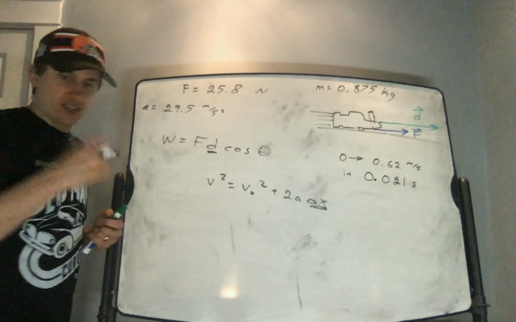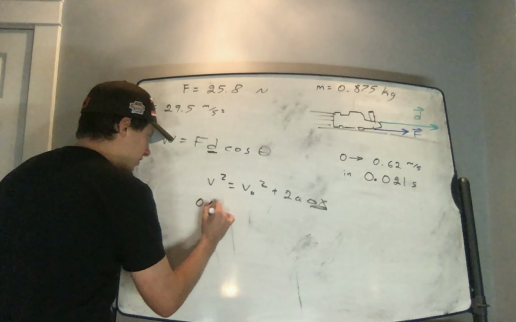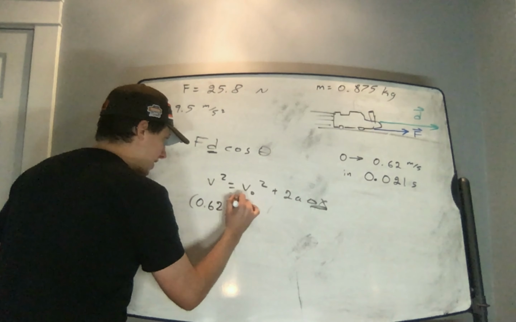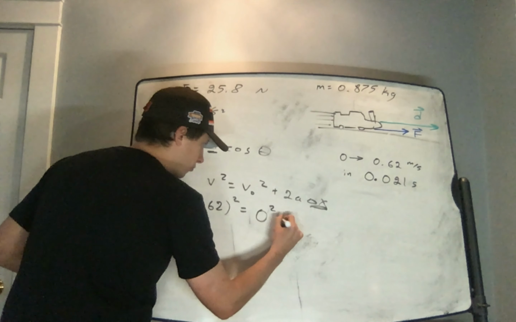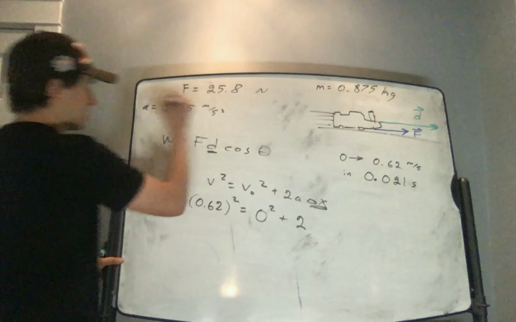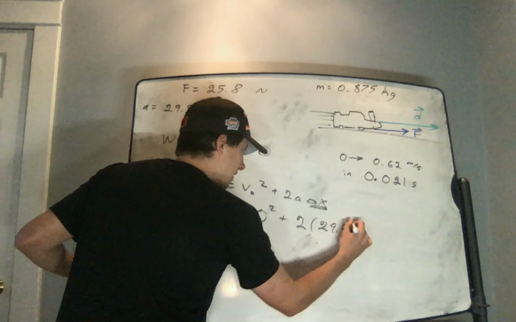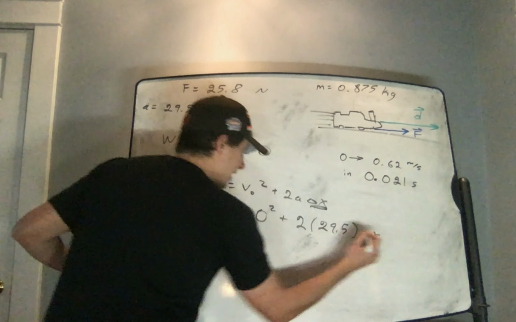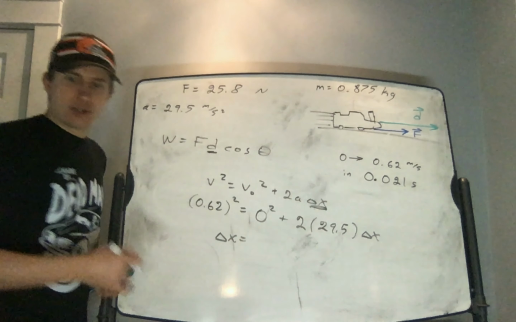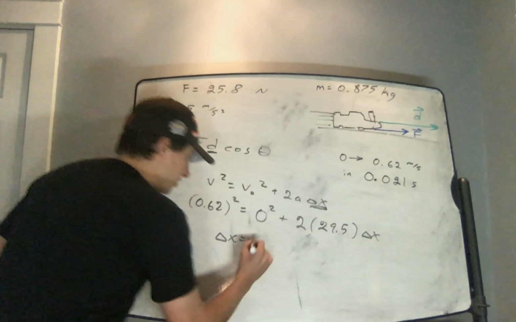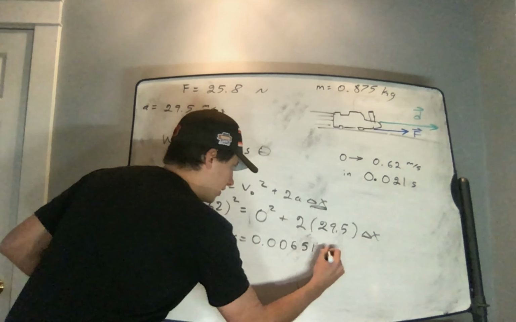So I could plug numbers in. I could say v final was 0.62. We'll square that. v initial was 0. I will write it in just to be thorough. Plus 2 times the train's acceleration, 29.5, times delta x. And then I solve this and I find delta x is going to be equal to 0.00651 meters.